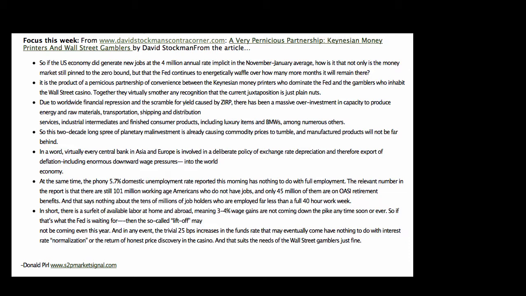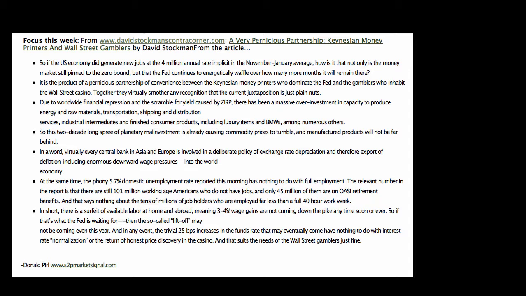Due to worldwide financial repression and the scramble for yield caused by ZIRP, there has been a massive overinvestment in capacity to produce energy and raw materials, transportation, shipping, and distribution services, industrial intermediates, and finished consumer products, including luxury items and BMWs, among numerous others. So this two-decade-long spree of planetary malinvestment is already causing commodity prices to tumble, and manufactured products will not be far behind. In a word, virtually every central bank in Asia and Europe is involved in a deliberate policy of exchange rate depreciation and therefore export of deflation, including enormous downward wage pressures into the world economy.